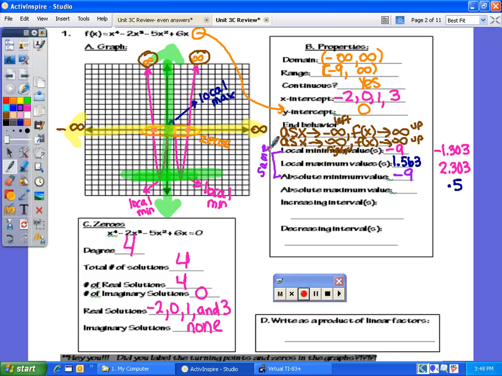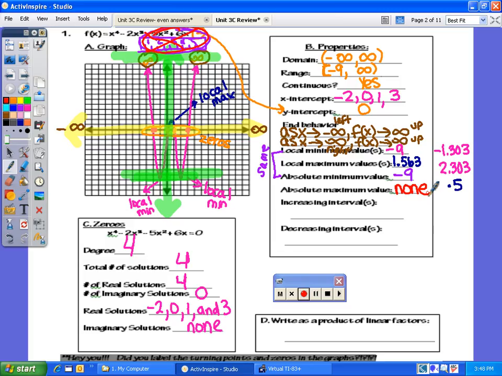Now, my absolute max has to do with these numbers. Well, these numbers are infinity. I cannot measure this with a ruler. No matter if I try, it's impossible. So because I can't measure that with a ruler, my absolute max is none. Okay, you cannot measure infinity with a ruler.